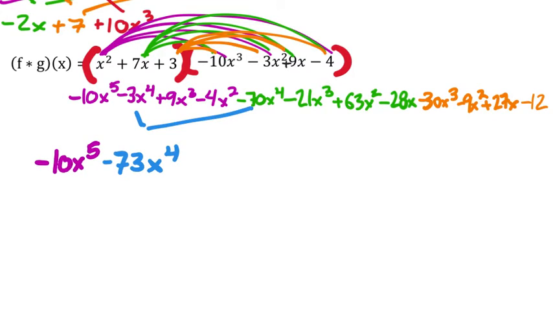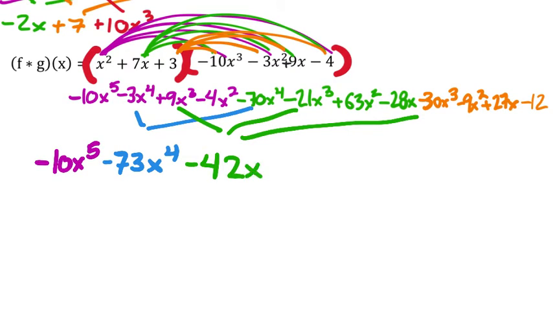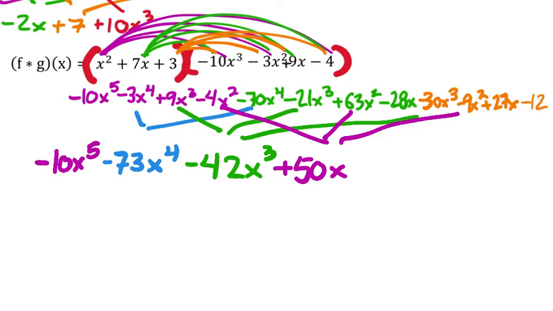Gotta start mixing some colors here. Now we got x cubed, so x cubed, and x cubed. So that's 9 minus 21 minus 30. 51 minus 9 should be 42. Thank you. Negative 42 x cubes. And then we got some x squared, right? So negative 4, 63, and negative 9. So that'd be 59, 50. Positive 50 x squared.